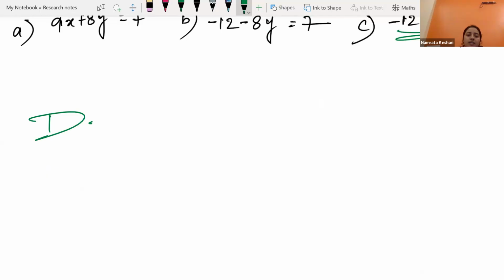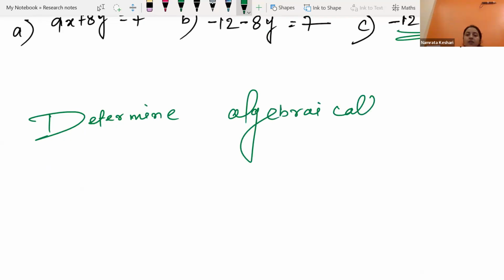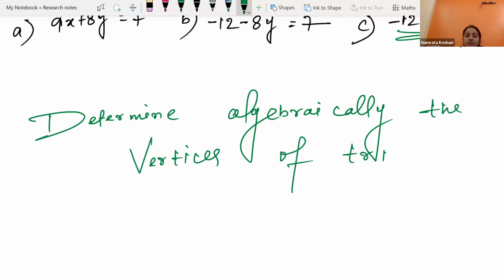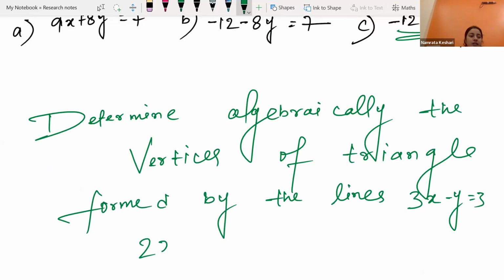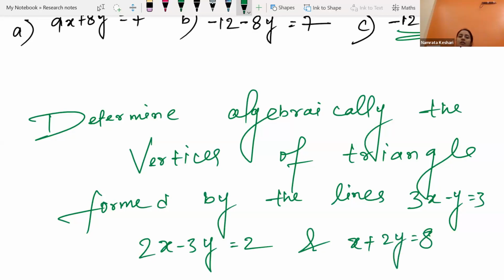Now I'm giving you one question which you can do by yourself at home. You can just understand that this type of question can also come. So determine algebraically the vertices of the triangle formed by the lines 3x minus y is equals to 3, 2x minus 3y is equals to 2, and x plus 2y is equals to 8. Okay, we have to find the vertices of the triangle.